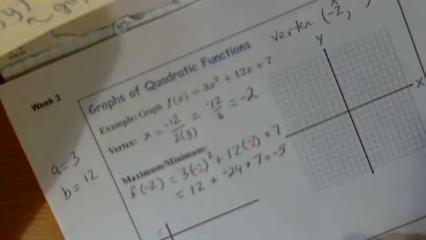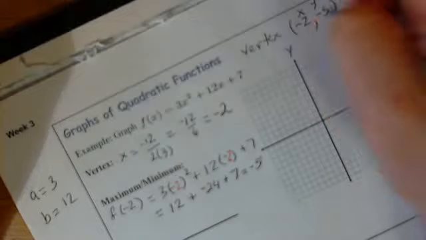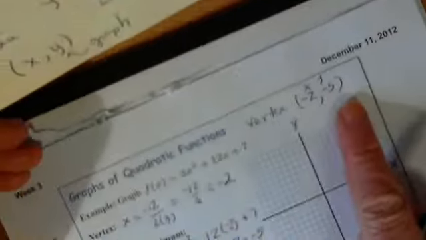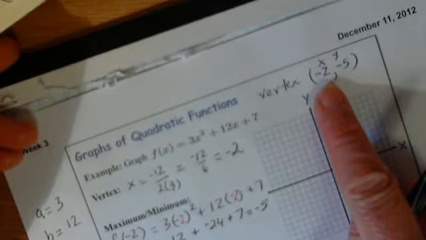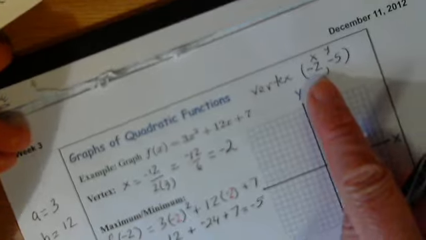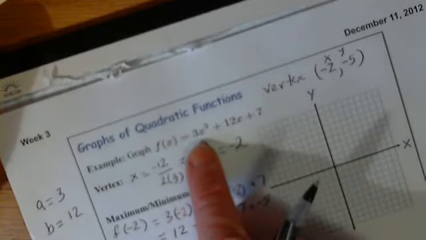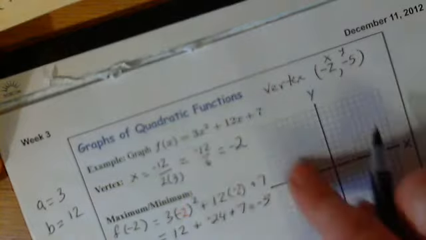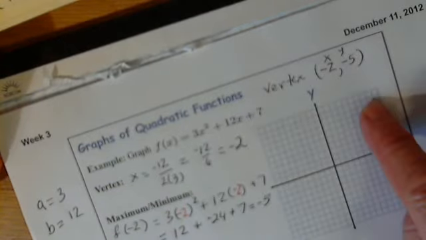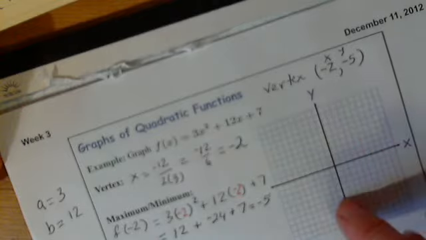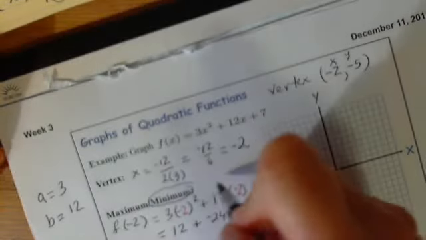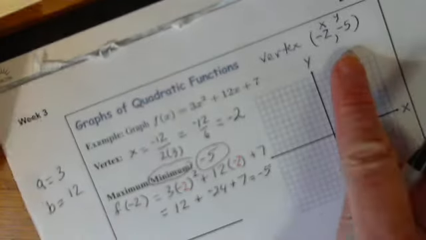Alright, I've just found the value that goes in my coordinate pair for y, for the output, when x, the input, is negative 2. And then I've got to decide, is that a maximum or a minimum? Well, because the coefficient of the x squared term, the number multiplied by x squared, is positive, this parabola will turn upward like a cup. So that means this point will be at the bottom, and it will be a minimum. So my minimum is negative 5. It's the y value of that coordinate pair.